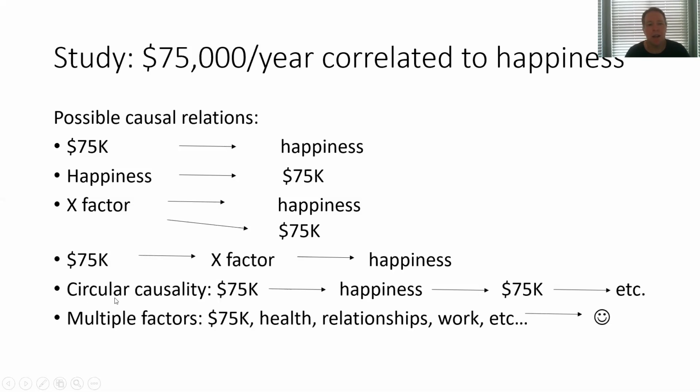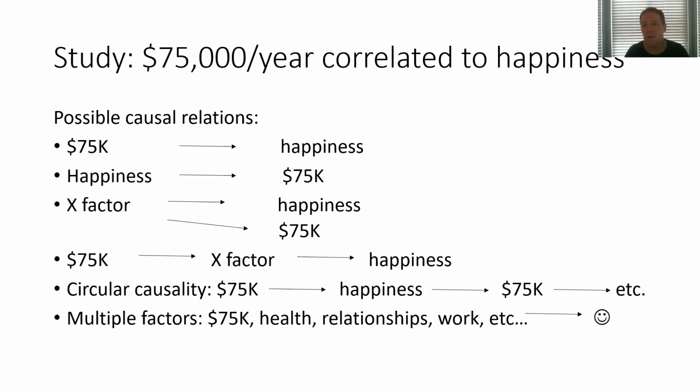Another way to look at causality is what we call circular causality. The money causes happiness, and the happiness causes more money, et cetera, et cetera. It's a circle, a virtuous circle in this case. Probably in reality, multiple factors are really at play. $75,000 helps. Health is another thing. Relationships, a nice job, all kinds of things cause happiness. So the point here is that correlation does not necessarily connect to causality. And there are a lot of different ways to look at the causal relationships.